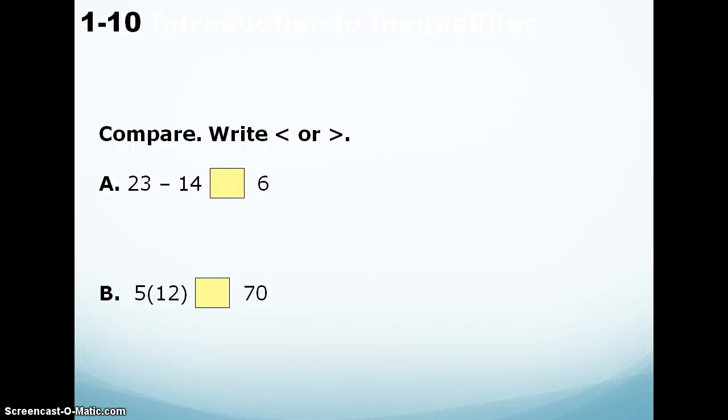Let's start by comparing. In these examples, what we need to do first is make sure both sides are down to a single number. So in example A, we would start by subtracting 23 minus 14 to get the number 9, and then compare 9 to 6. We would say 9 is greater than 6. Example B, take 5 times 12 to get 60, and comparing 60 to 70, we would say 60 is less than 70.